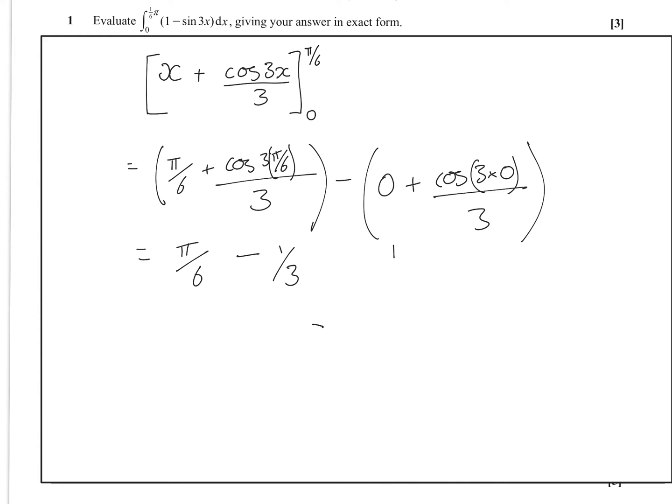Is that in exact form? Yeah. Okay. If you put it into a decimal, then that's not an exact form, because pi is not exact as a decimal, and a third you'd have to stop as well unless you wrote the recurring. Okay. Any questions about that?